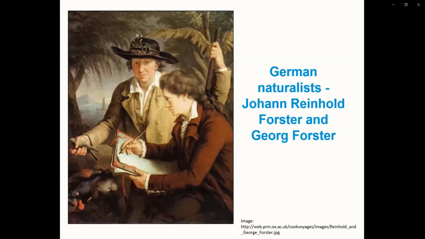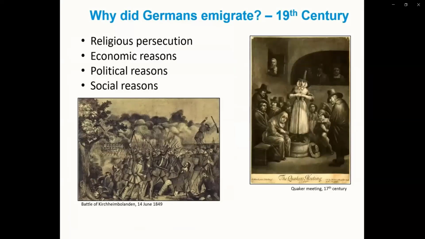Rather than travelling overseas to explore uncolonised lands, the Germans of the 19th century ventured overseas in search of a new life. But what were the factors influencing this exodus? This time period was chaotic for a large portion of Europe, but for Germany, there were four main factors.